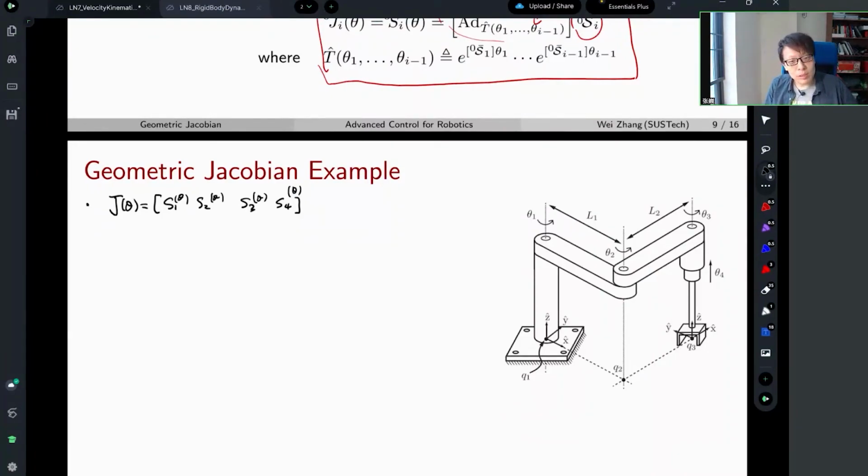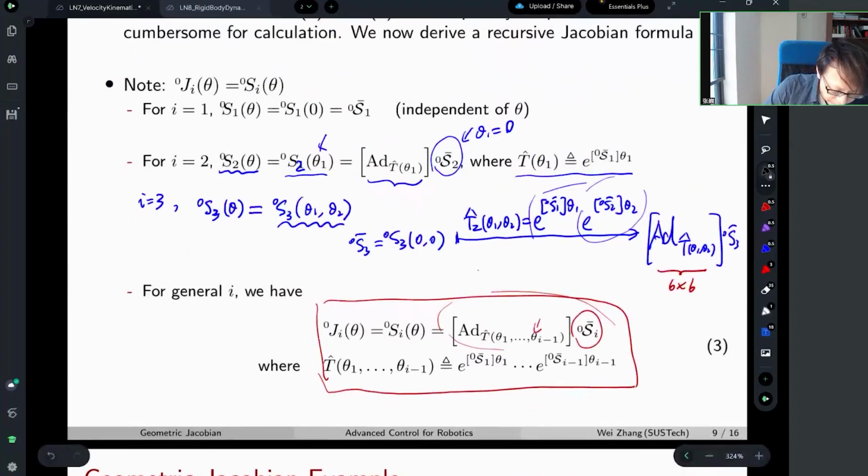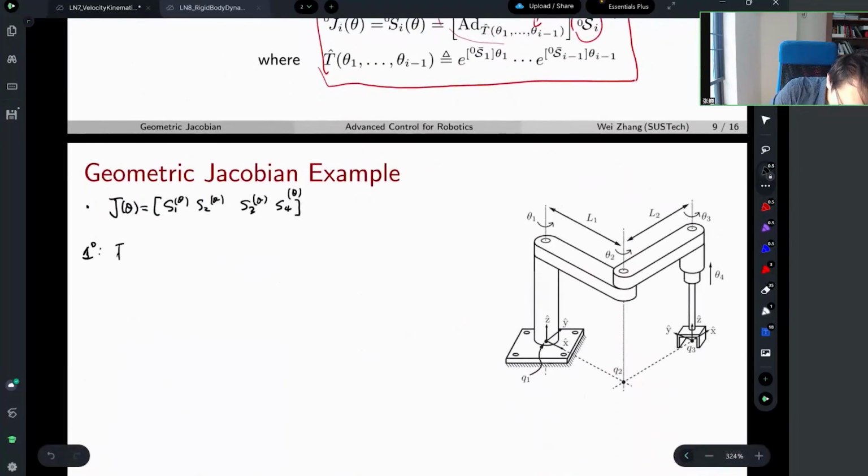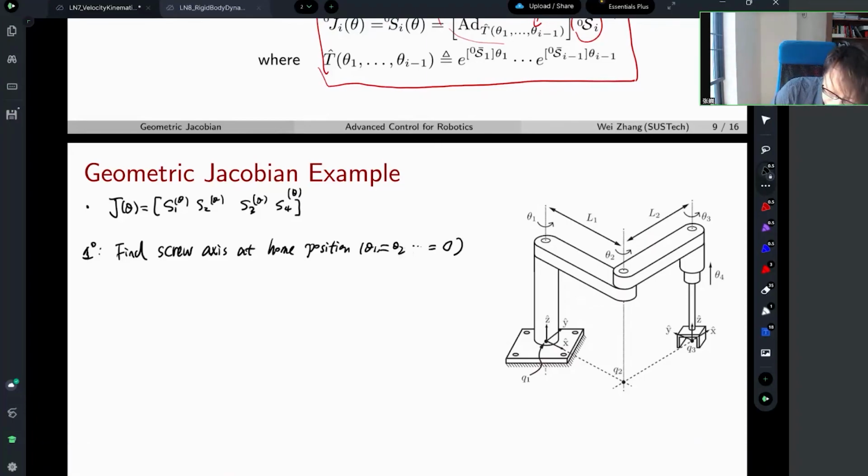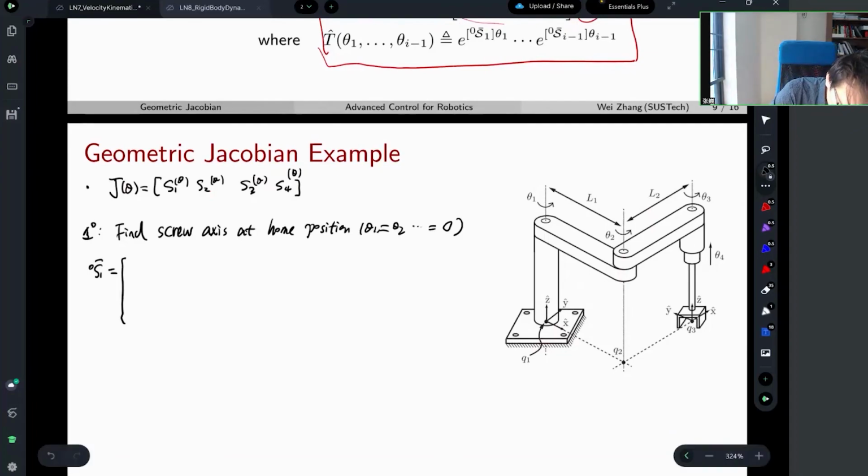But that's conceptual. If you want to work on coordinate systems and find numerical values, you have to follow some procedure. First, we need to find the screw axes at home position, that means when all the theta are equal to 0. It's exactly the same case as before, so I don't want to derive them again. I will write down the first two at least. S1 bar is 0, 0, 1, 0, 0, 0. S2 bar is 0, 0, 1, 0, negative L1, 0.